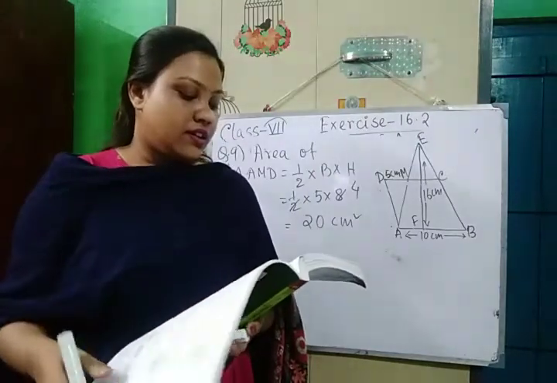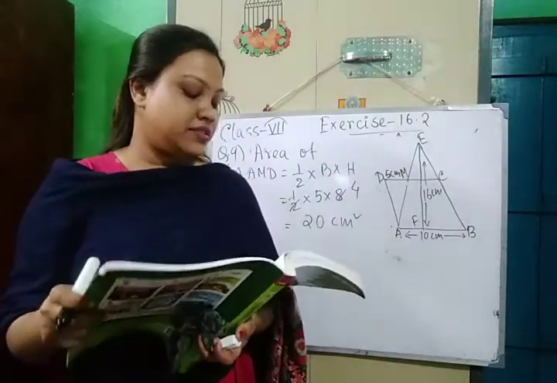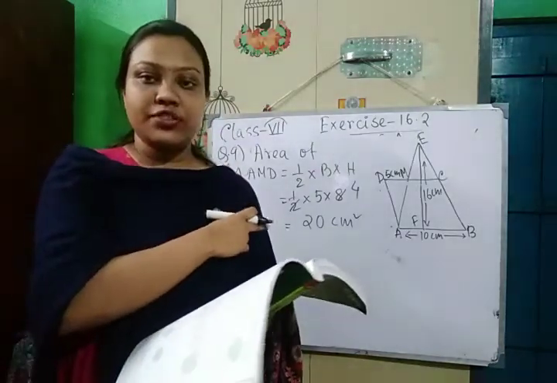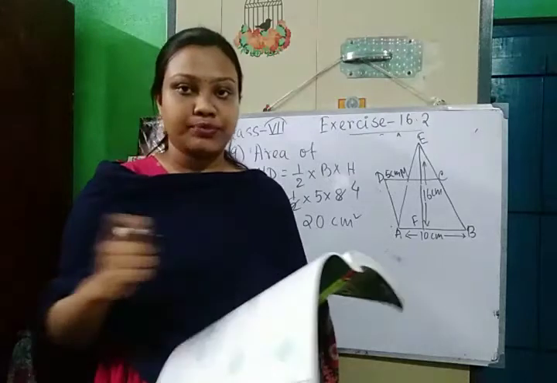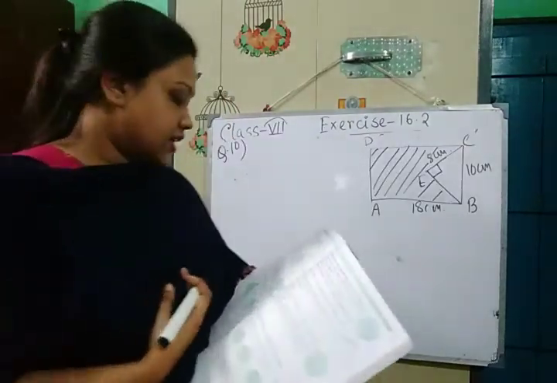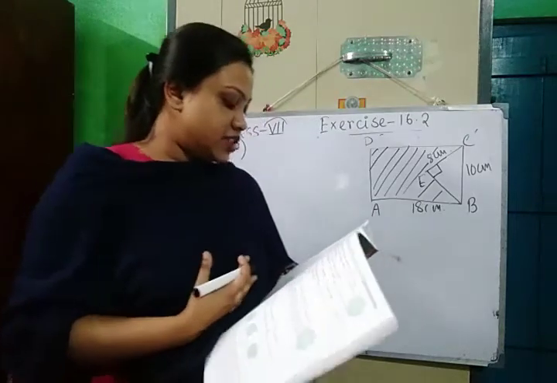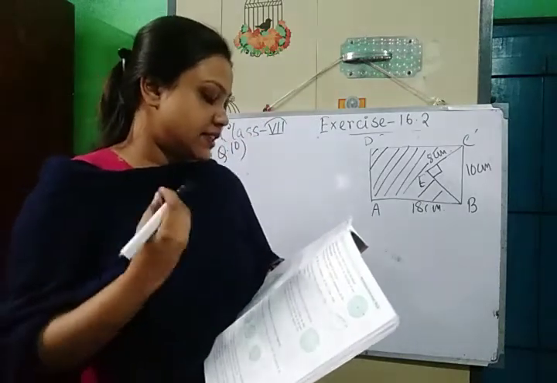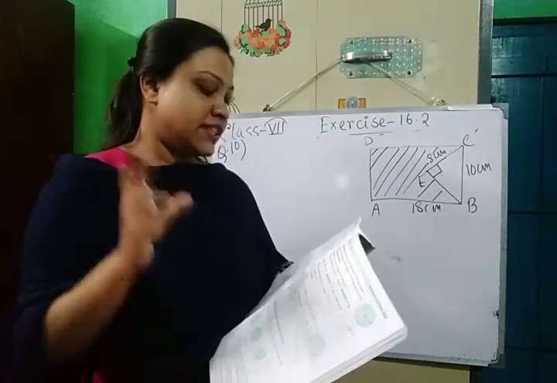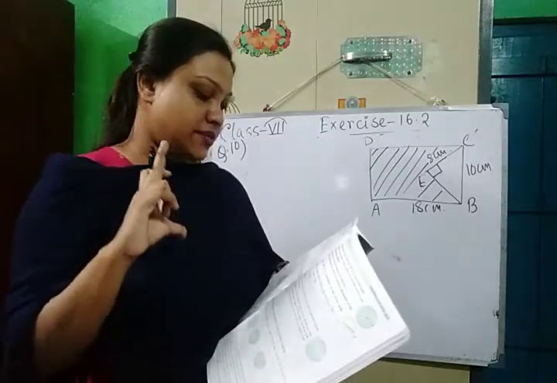Next, question number 10 I am doing. Another figure is drawn here. First I will be drawing the figure, then I will explain. So this is the figure in question number 10. In the adjoining figure, ABCD is a rectangle of size 18 centimeter by 10 centimeter. Means length is 18 and 10 is breadth.